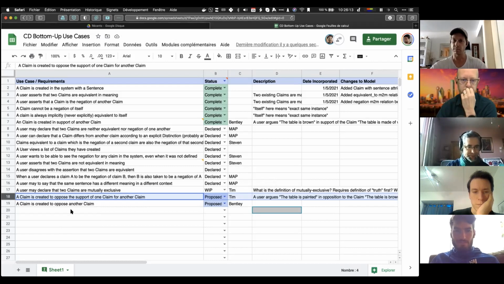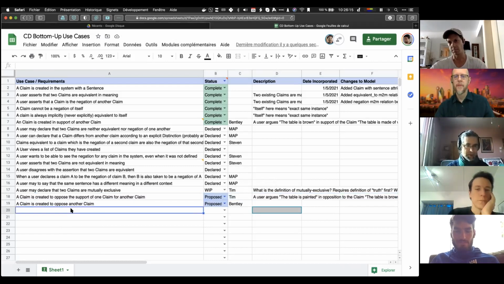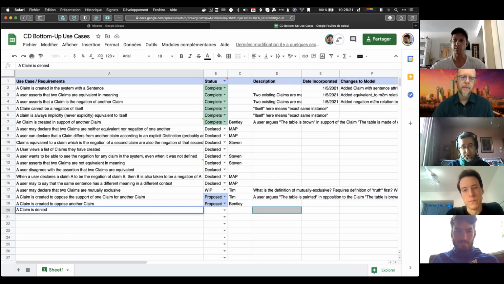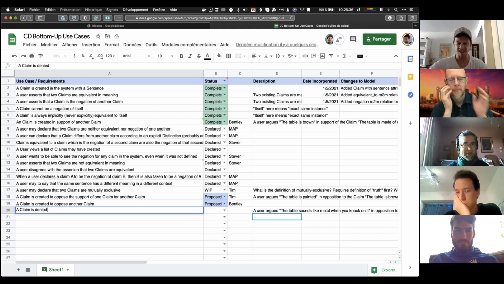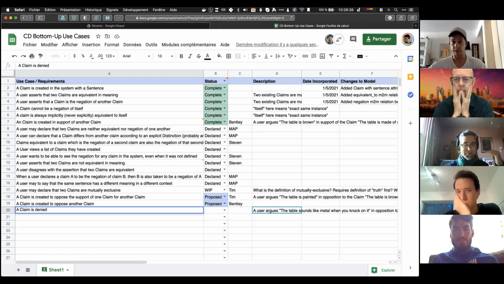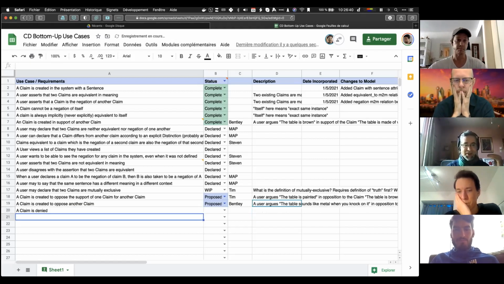So then, yeah. Okay, so we have 2 proposed. Claim is created, and claim is denied. Now, in the case where I'm saying the table doesn't look blue to me, that's to me. So there's a user bias. So let's not go there. But I'm saying the table is not brown. Here, I'm not giving a reason. I'm just stating flat out the table is not brown. I'm denying the claim. I'm not giving an argument. Do you agree that this is a separate use case?